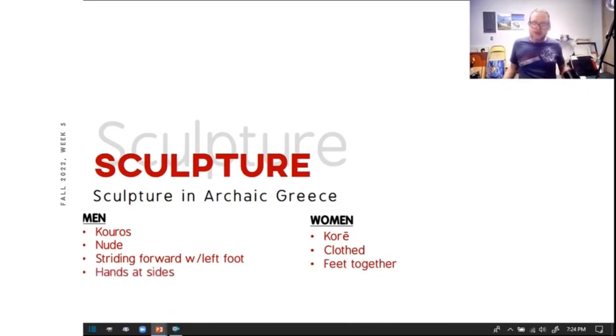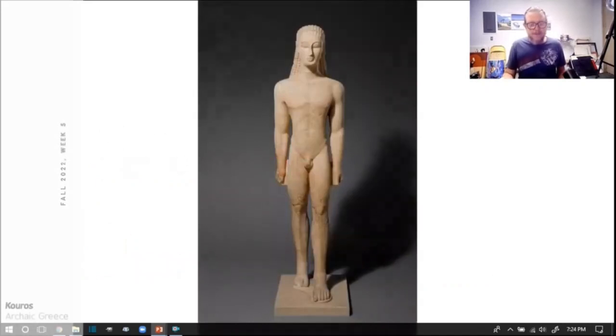The men also have their hands at their sides, and that's a very Egyptian thing as well. The women often have one arm at the side and one that's sort of raised in some fashion. And in a lot of ways, that was also taken from the Egyptians. So this would be a kouros.